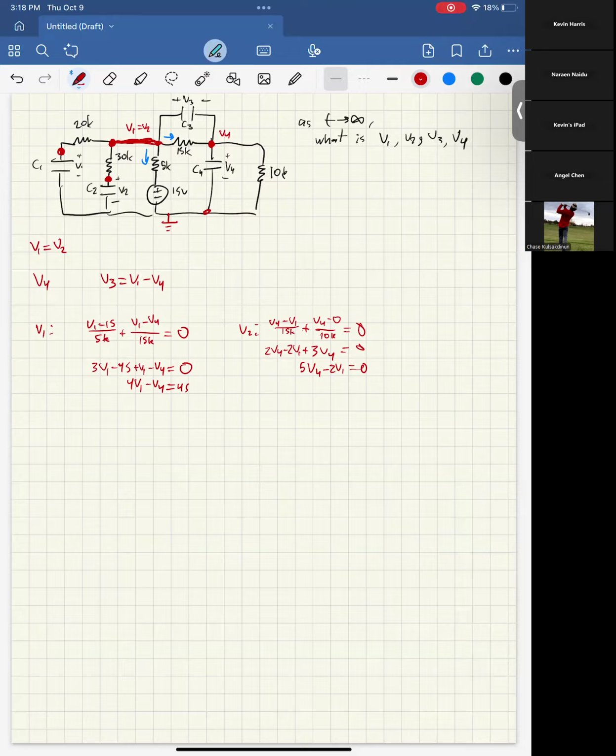If we want to solve this, let me rearrange it so it looks better. It would be minus 2V1 plus 5V4. If you add 2 times this equation to the other one, the V1s will cancel, and we'll get 9V4 equals 45. So we're going to do 45 over 4, which I should be able to do in my head, but I don't want to.